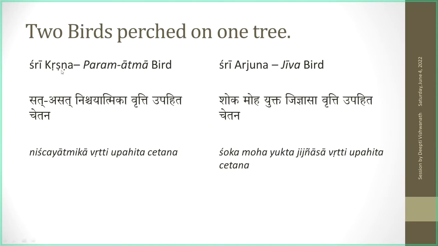What is this bird really representing? Sat Asat, Nishchayatmika Vritti Upahit Chetan. From a Hindi perspective, this definition is Upahit chetan means that awareness, that chetana, that cognition. Upahit means mounted on it. So sat asat nishchayatmika is ascertained. निश्चय हो गया है, सत क्या है, असत क्या है.